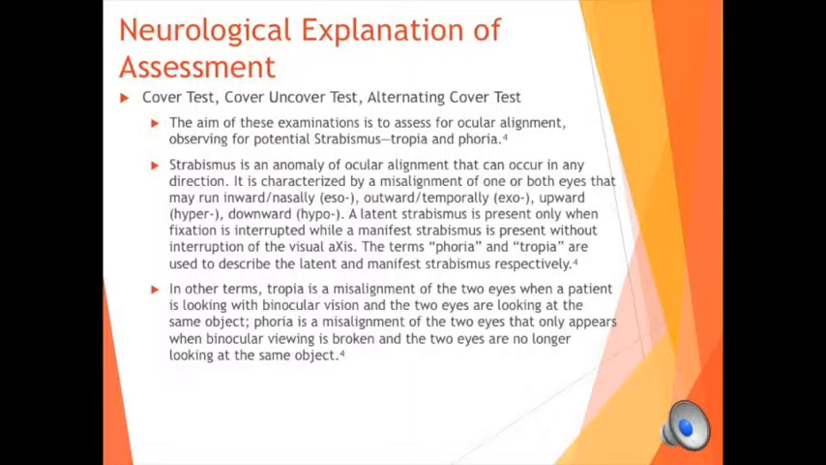In other terms, tropia is a misalignment of the two eyes when a patient is looking with binocular vision, and the two eyes are looking at the same object. Phoria is a misalignment of the two eyes that only appears when binocular viewing is broken and the two eyes are no longer looking at the same object.